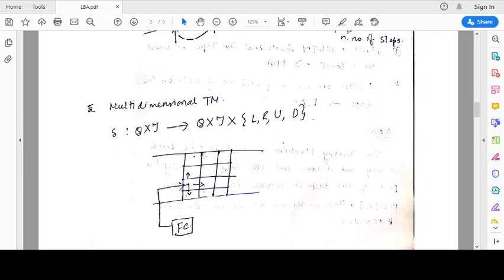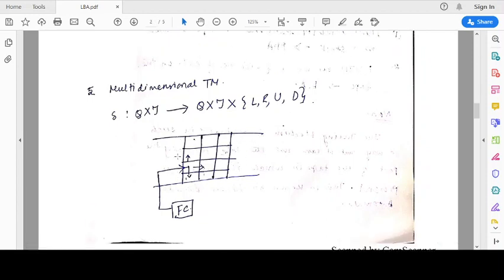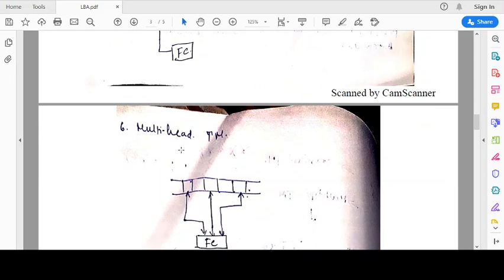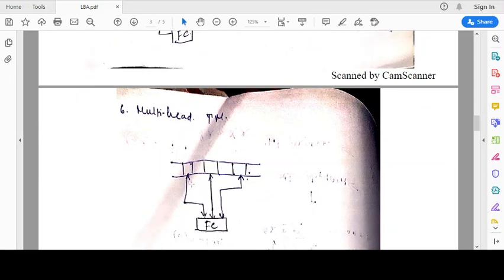So in this case, our Turing machine tape looks somewhat like this. We have a number of rows and columns, and the read-write head can not only move to the left or right direction, but it can also freely move to the upward or downward direction. This is a multi-dimensional Turing machine. Okay, again, the power of this Turing machine is the same. No power enhancement is encountered.